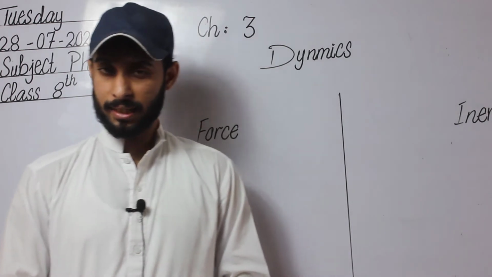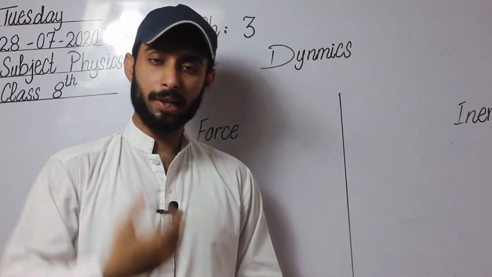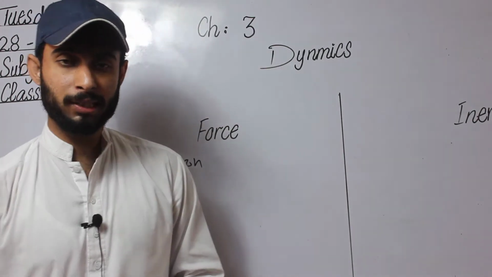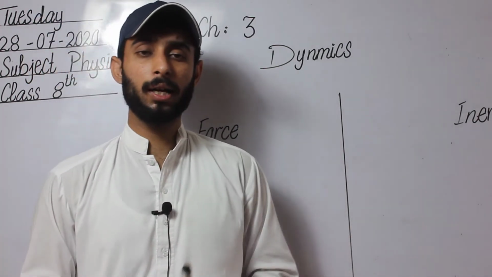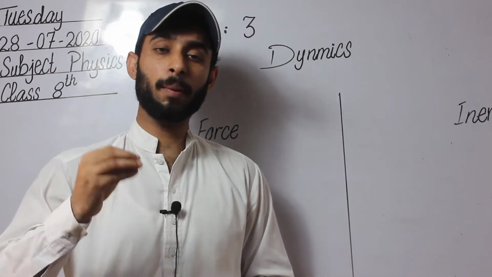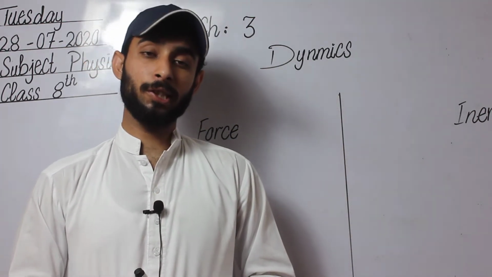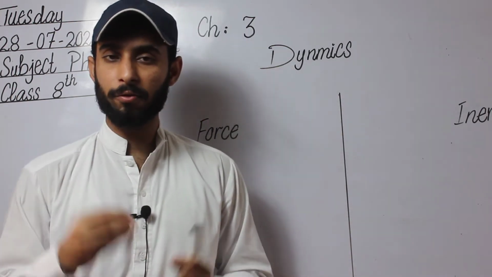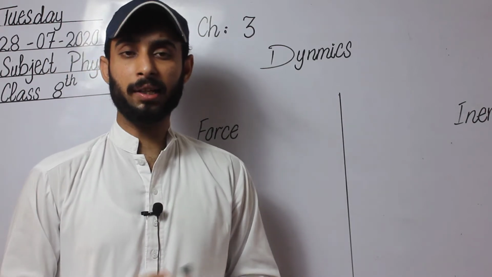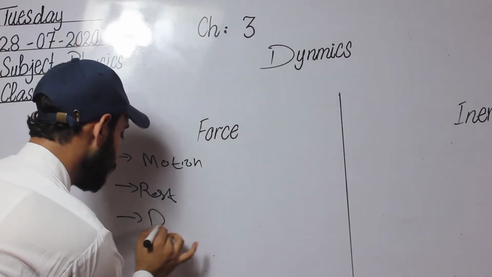The next thing, student, is that whenever we apply a force on any object or body, the direction of that body can also change. Just like whenever a batsman hits the ball, it goes in another direction. So you can say that the batsman applies a force on the ball, which is why the ball changes its direction. It means that whenever we apply a force on a body, the direction of that body changes.